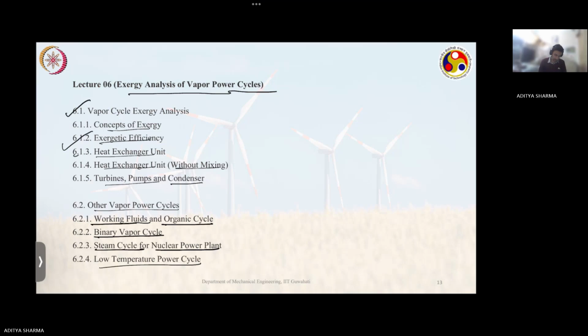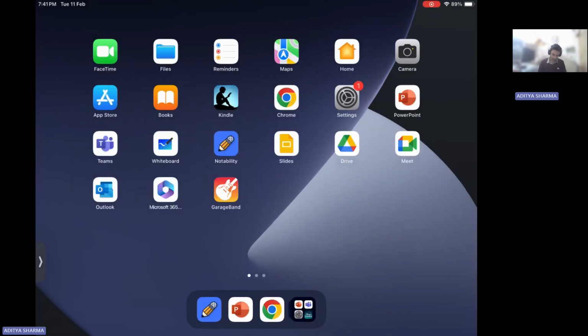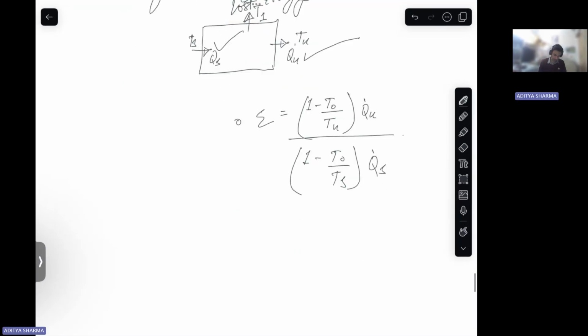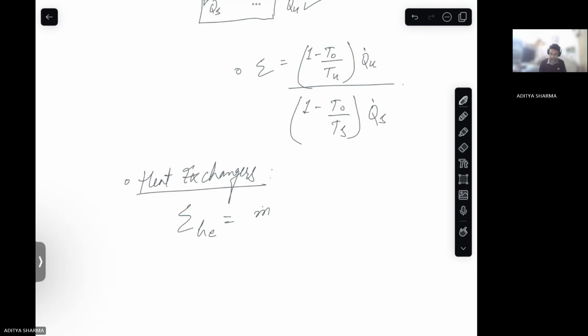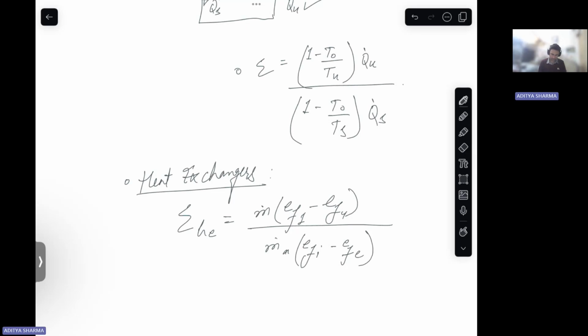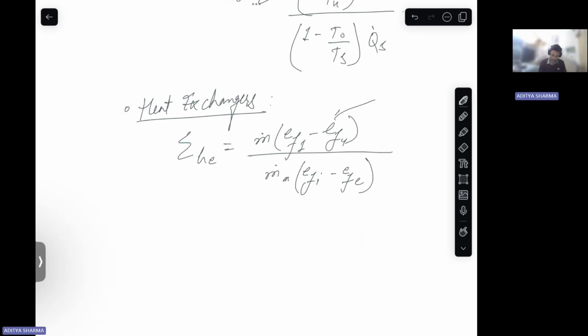And then next topics are on heat exchangers and then turbine pumps. So I was telling that for the elements of vapor power cycle, vapor power plants, we can use this concept. So for heat exchangers, if you see, this exergetic efficiency can be written in this way. So E basically is, this is your specific exergy. Okay.